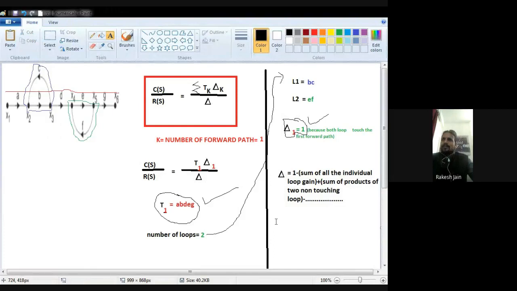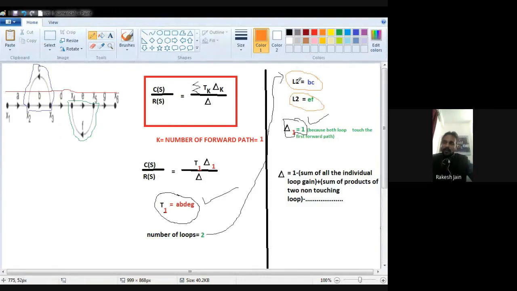Right. For this question, we see 1 minus the sum of all the individual loop gains. So the loop gains we will find out. See in this orange color, one loop is L1, one loop is L2. We already found them in the previous steps. So 1 minus the sum of L1 and L2, plus the sum of products of two non-touching loops.